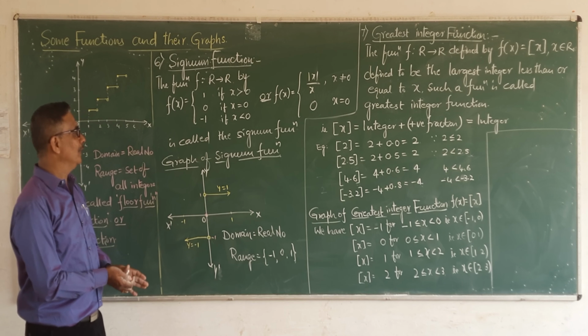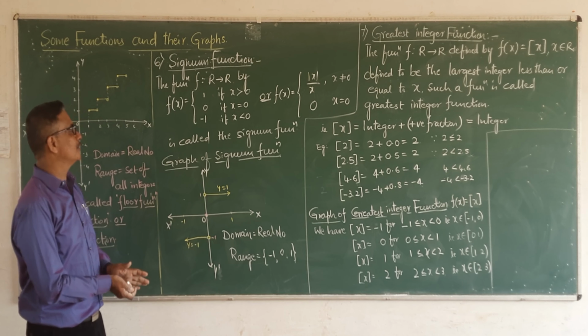Very simple. What is the domain? Domain is the set of all real numbers. What is the range? Range is only 3 numbers. Whatever number we substitute, it will become minus 1, 0 or 1. So the range is minus 1, 0, 1.